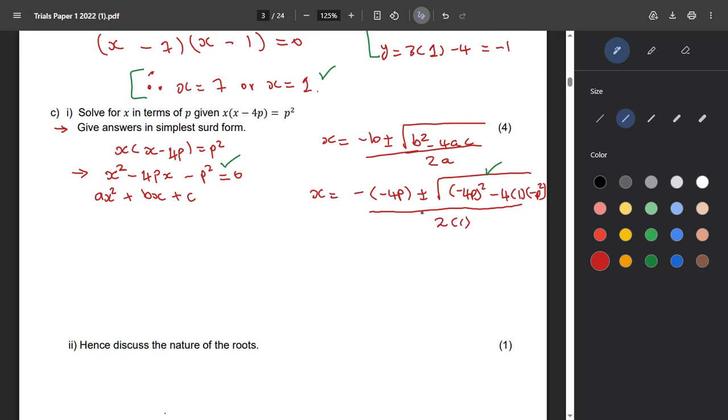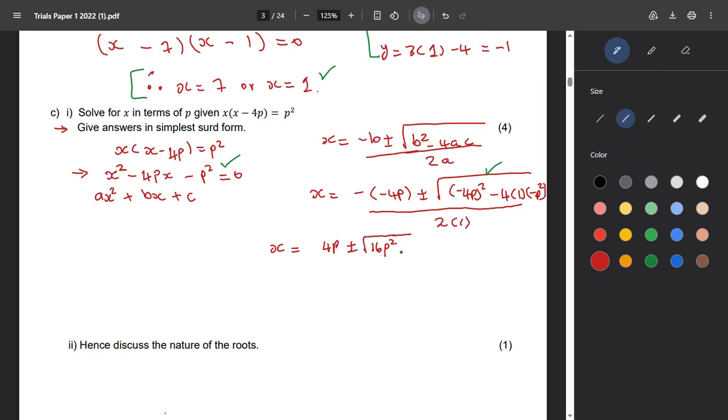So now you can just solve for x. So this will be x equals negative times negative, that's 4p, plus or minus the root. You need to work out the bracket. So that's 4p squared, which gives us, I think, 4 squared, that's 16. So this will be 16p squared. And then negative, okay, this will be minus, what is this?